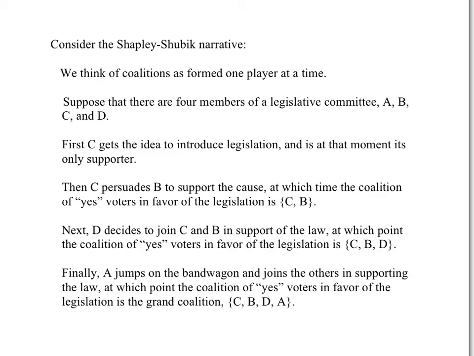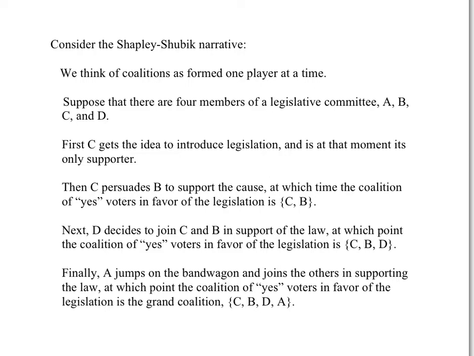Just as there was a certain narrative that helped us understand Banzhaf's approach, now consider the Shapley-Shubik narrative. So we think of coalitions as being formed one player at a time. Banzhaf's conception was implicitly based on the idea that everyone already knows which way they're going to vote. Everyone simultaneously is either a yes voter or a no voter, and then we can focus on one player and think about what would happen if they changed their mind. Now we're going to think of coalitions as starting from scratch, built up one player at a time.